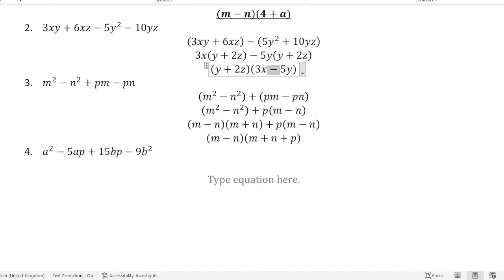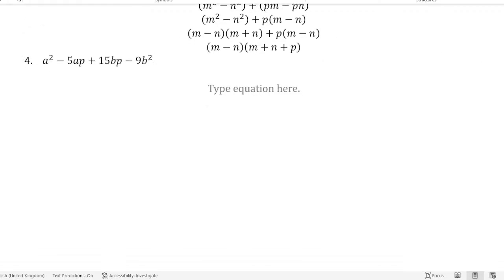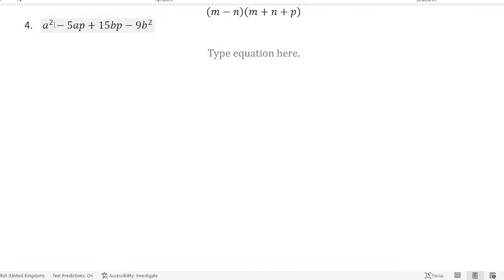So I hope you're following. This one explains itself. Just follow the same procedure. So now we have to solve for a squared minus 5ap plus 15bp minus 9b squared.